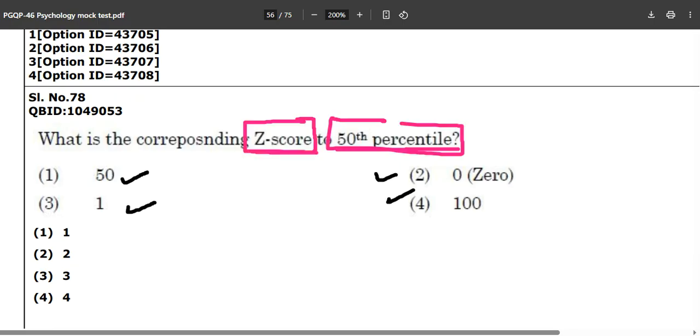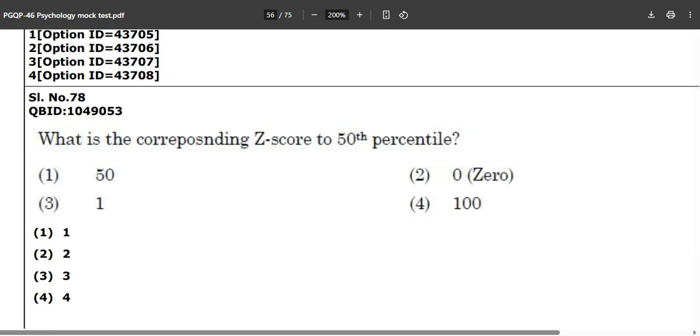So first of all, try to think what is going to be the correct answer. Then we will look into the complete picture of what the correct answer is. Is the correct answer 50, 1, 0 or 100? If you have marked 50, sorry, this is the wrong answer. If you have marked 0, sorry, but this is the correct answer. If you have marked 100 or 1, wrong answer. So what is the correct answer over here? It is 0. Why is it 0?